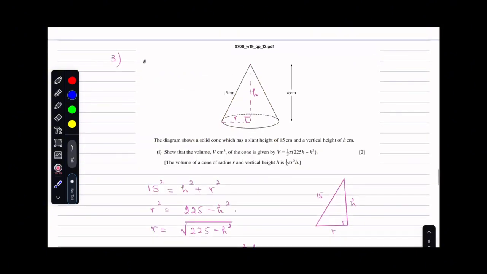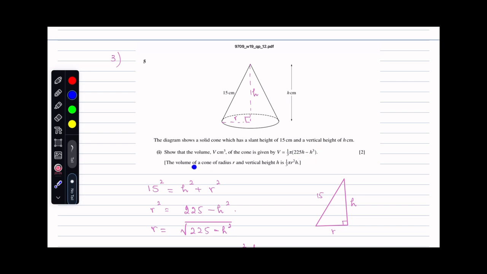Let's move to the last question, which I have chosen from Winter 2019, paper 1, variant 2, and it's question number 5 in the paper. It says that the diagram shows a solid cone which has a slant height of 15 centimeters and a vertical height of 8 centimeters, and we have to show that the volume V cm cubed of the cone is given by V equals 1 by 3 pi (225h minus h cubed).